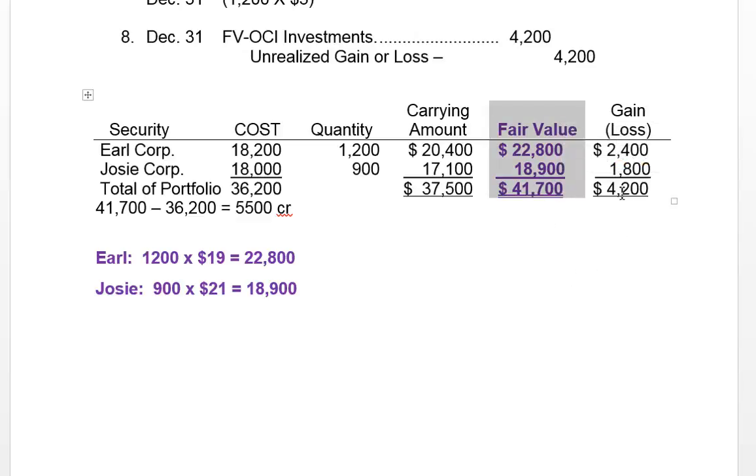So my portfolio has gone up $4,200. So I'll debit the fair value through OCI investments to increase them by $4,200 and credit the unrealized gain or loss in OCI by $4,200. So this concludes our journal entries for the portfolio that Castlegar has for its fair value through OCI equity investments.